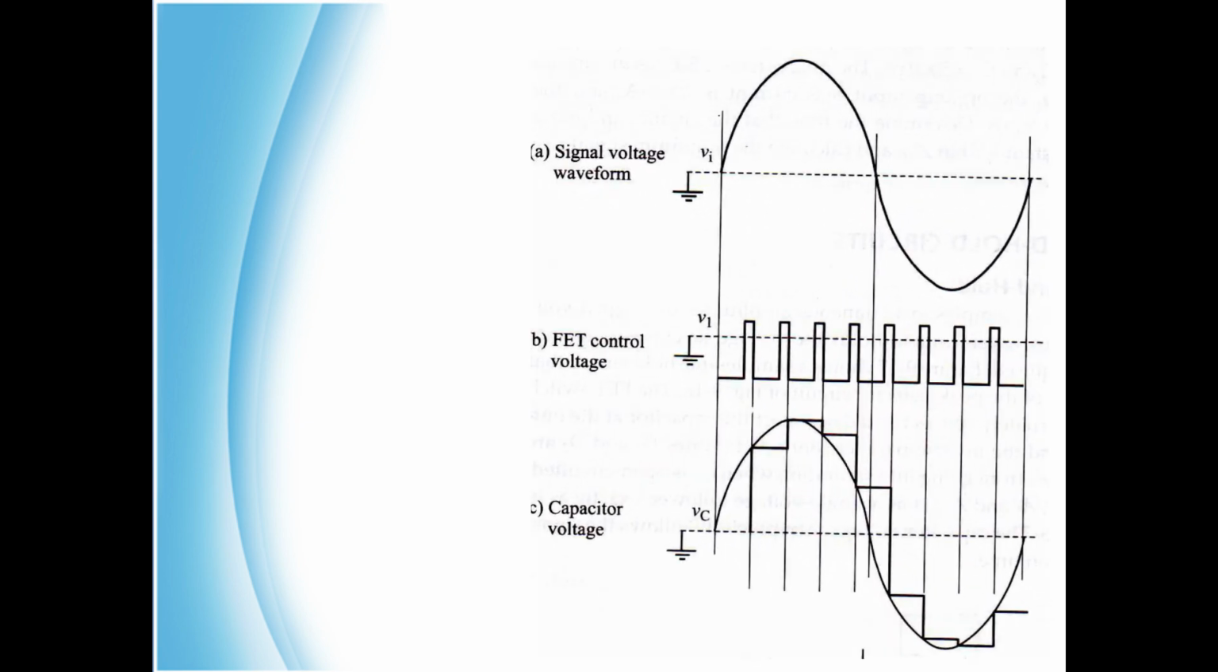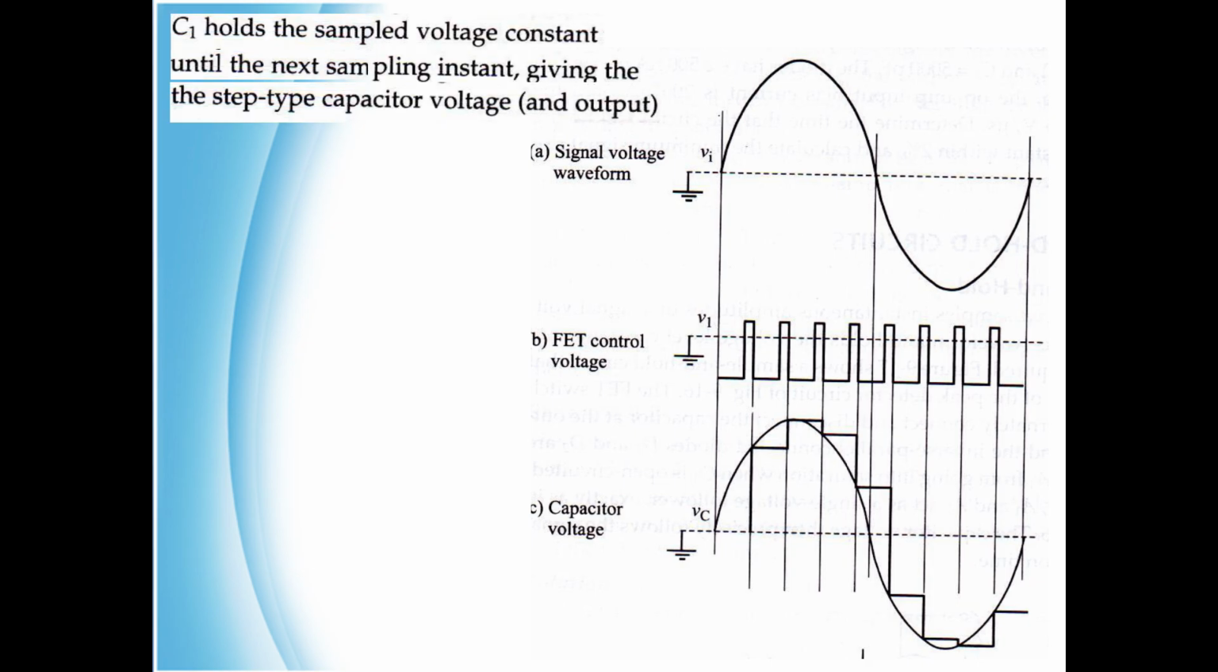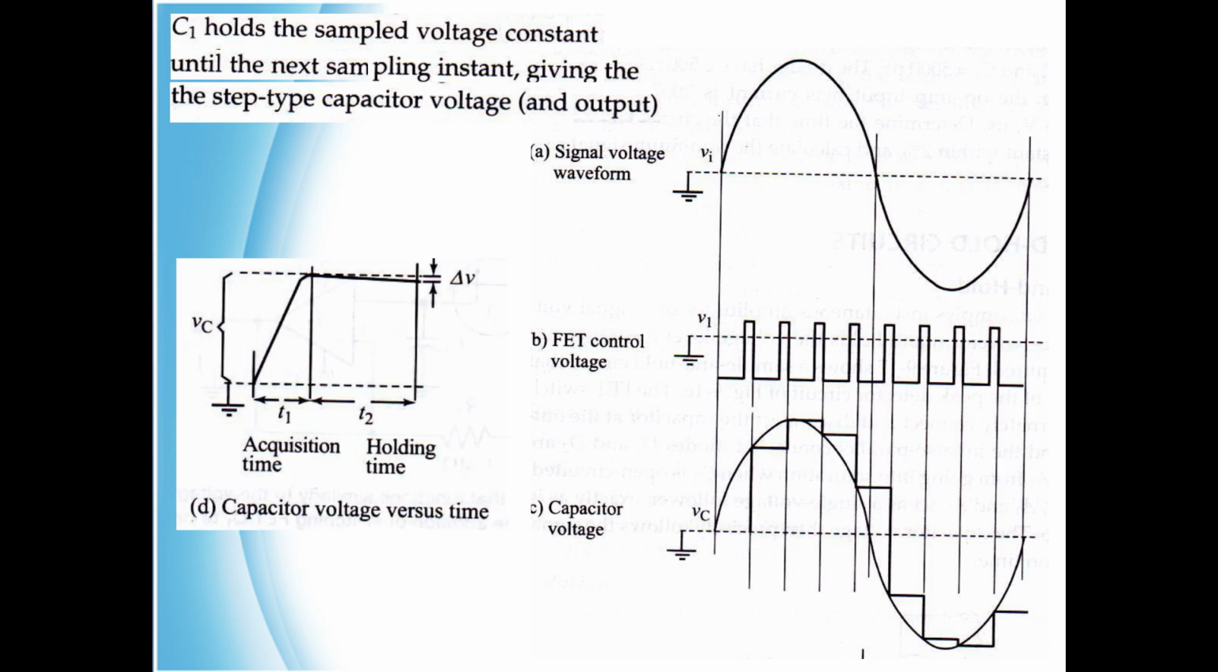These are all the various waveforms associated with the sample and hold circuit. Here we have the signal voltage waveform, FET control voltage, and the capacitor voltage. C1 holds the sampled voltage constant until the next sampling instant, giving the step type capacitor voltage, which is the output voltage. And this graph shows the capacitor voltage versus time.